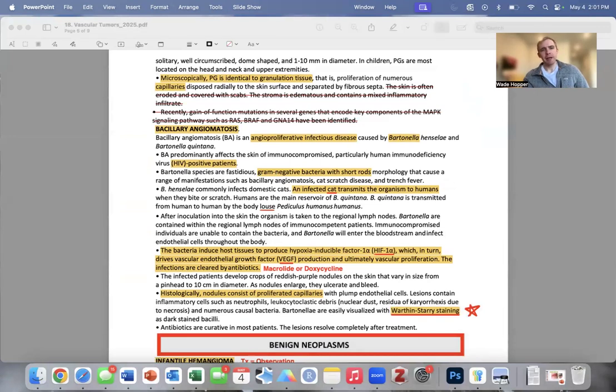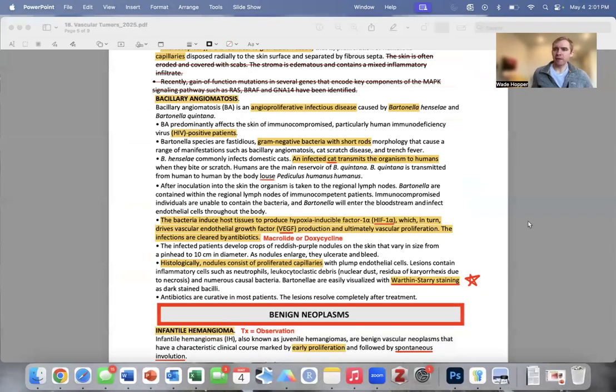Okay, Bacillary Angiomatosis. This is from Bartonella, and that's the same bacteria that causes cat scratch fever, which shows up with reactive lymphadenopathy, usually in the axillary neck. Bartonella is a gram-negative aerobe, and it's fastidious, and that means that it takes weeks to grow on a blood agar, so it can be tough to establish the definitive diagnosis. You can see it with a Warthin-Starry stain, and you can treat it with a macrolide or with doxycycline.